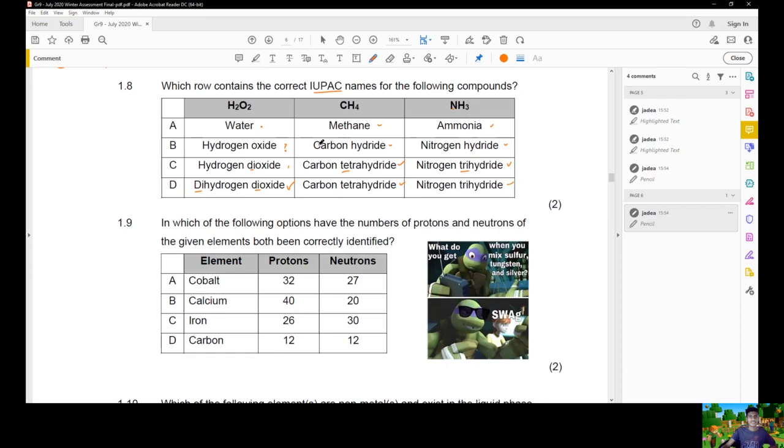So even though it might seem that there are more than one correct answer, in a multiple choice, you're always going to take the most correct answer when naming something. And so my answer here is D.